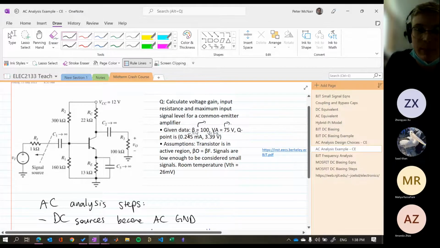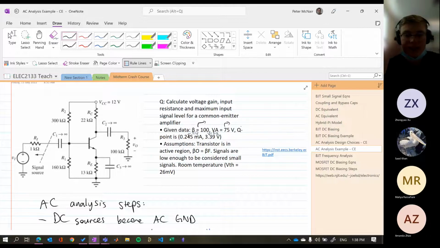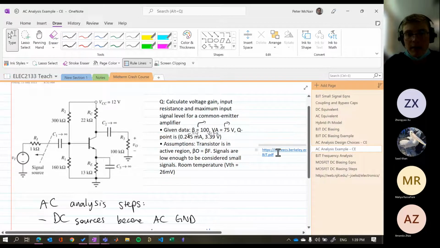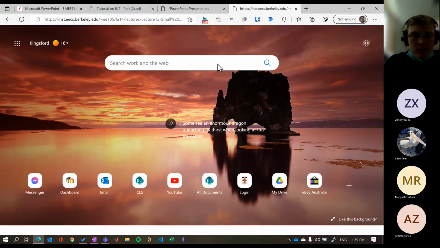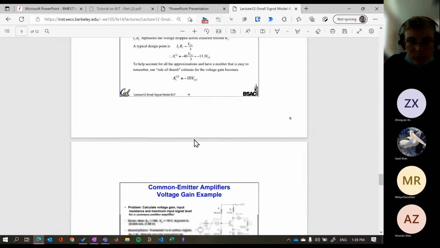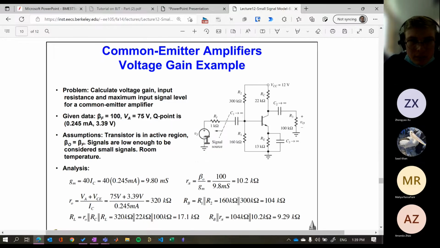So if you've done any maths to do with Taylor series and truncating Taylor series, essentially our Q point is just the point that we're choosing to take our Taylor series about. So we don't want to have our signals changing too far out of that, because then the model that we're using is not going to align with how it's actually behaving. So let's have a look at this example and work our way through it. Cool.